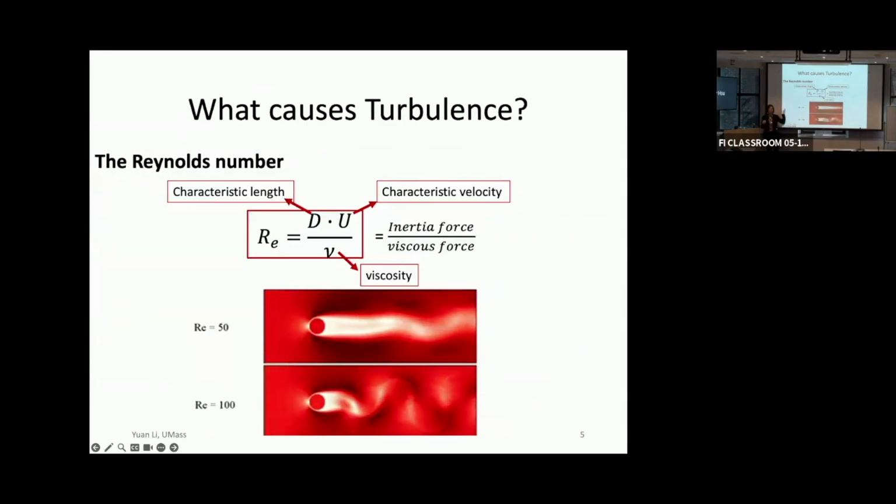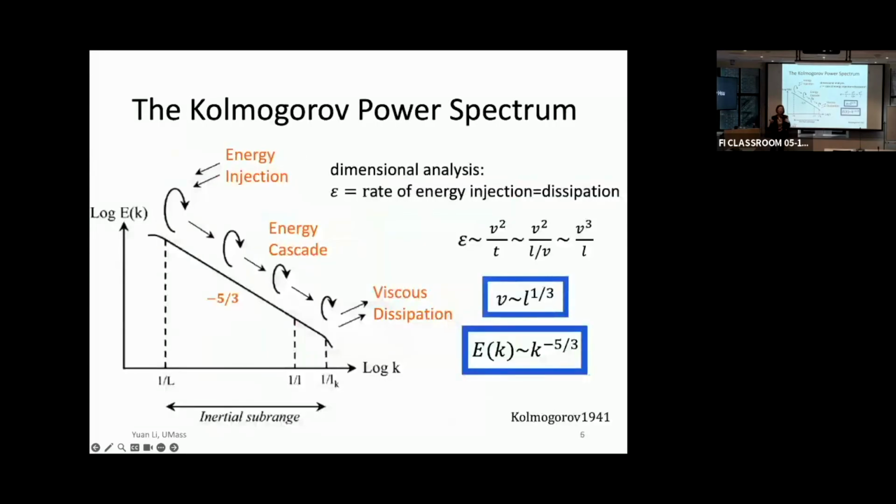And it's largely dependent on the so-called Reynolds number, which is simply the characteristic size of the system multiplied by the characteristic velocity of the system divided by viscosity. And when this Reynolds number is large, typically larger than 100, then the flow tends to develop turbulence. And we also have a pretty good understanding of the statistics of a steady state incompressible turbulent flow. And most of you have heard of the Kolmogorov power spectrum.